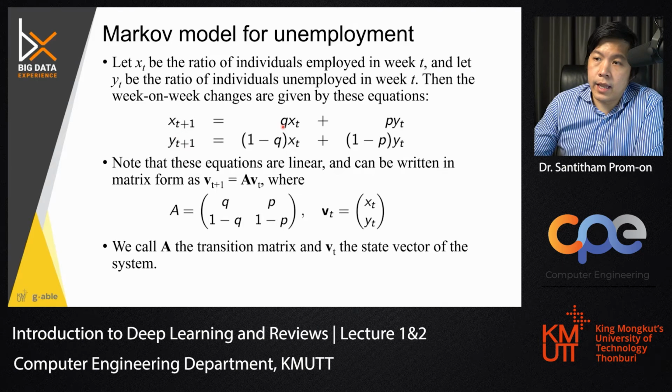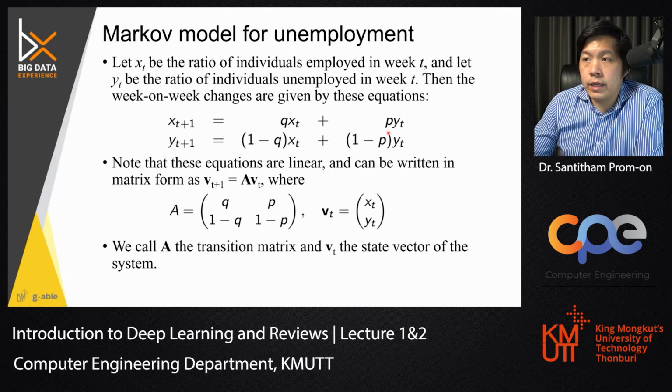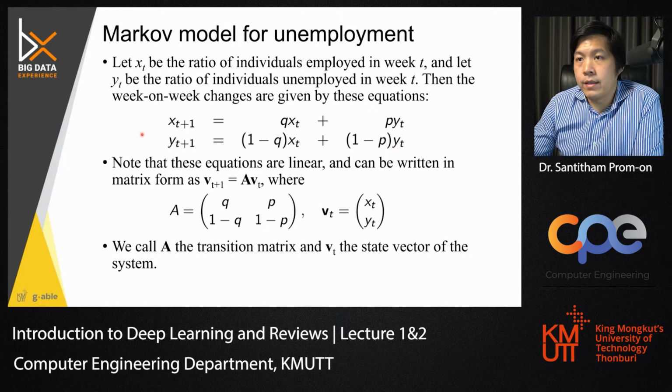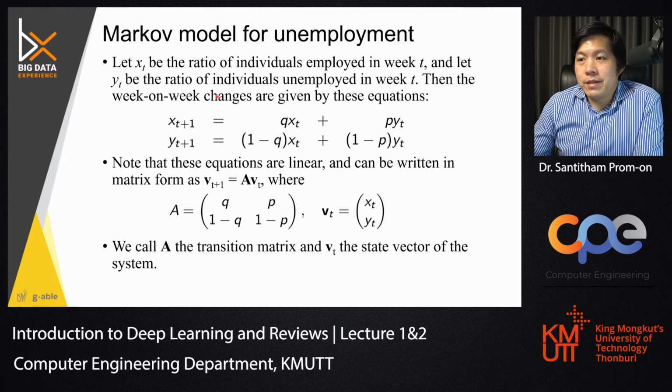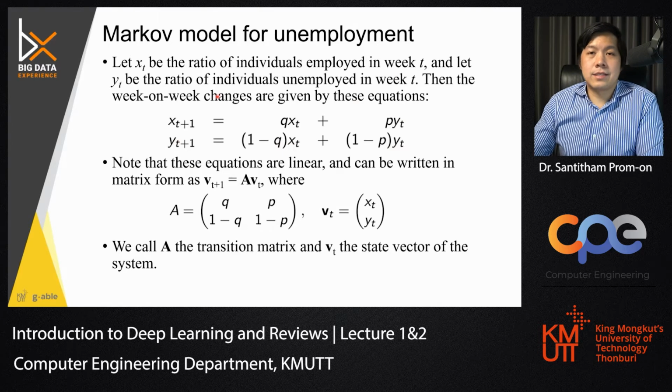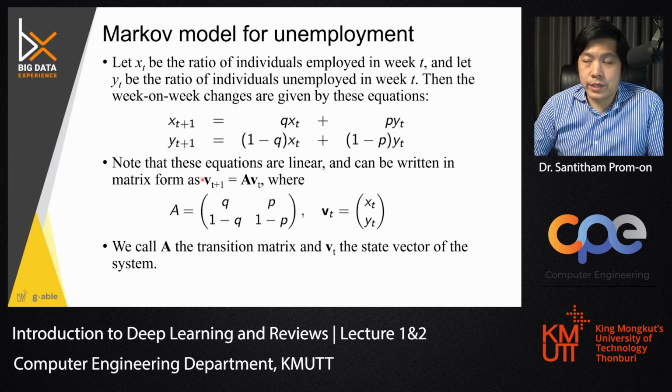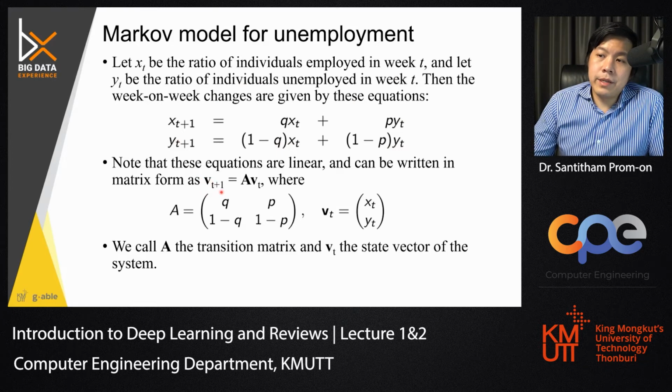That's why X at T plus 1 would be Q times X at T and P times Y at T. And Y at time T plus 1 would be 1 minus Q times X and 1 minus P times Y. Okay, this is called a dynamical system because it changes according to time. Now we can represent this as a matrix like this. It means that V at time T plus 1 equals A times V_T.